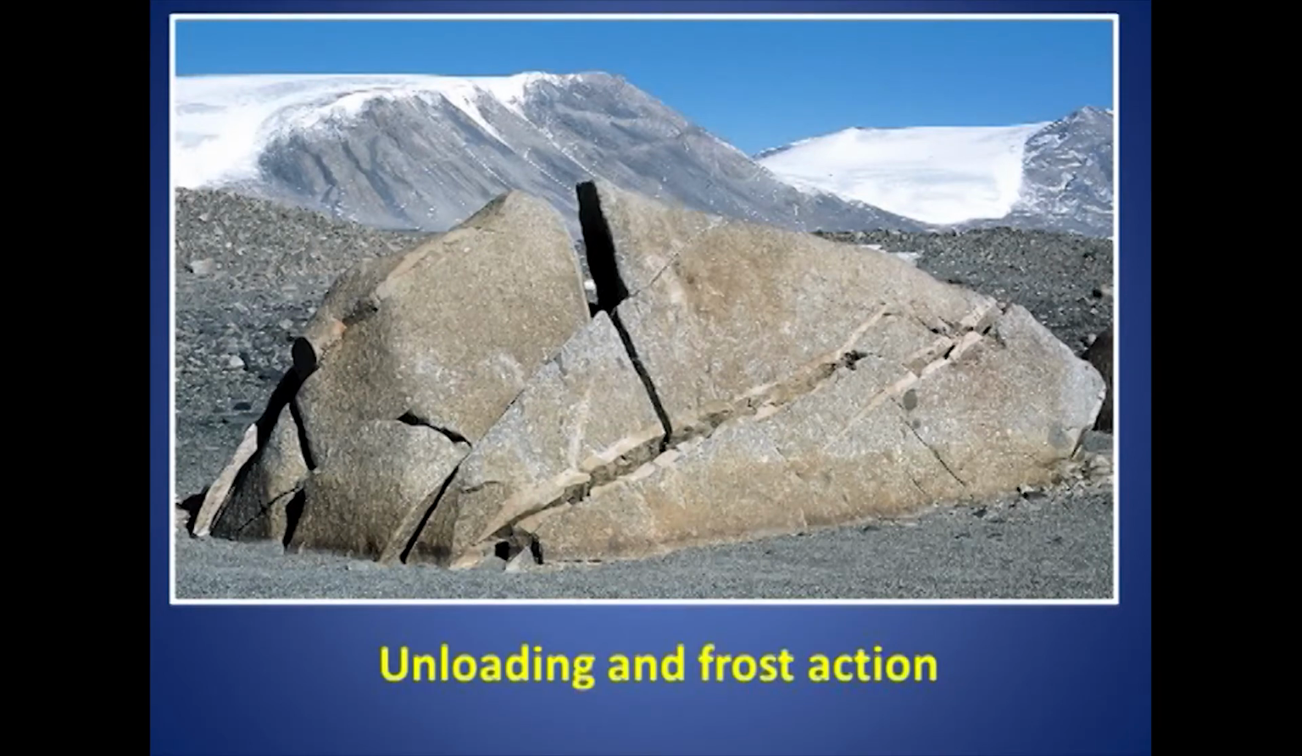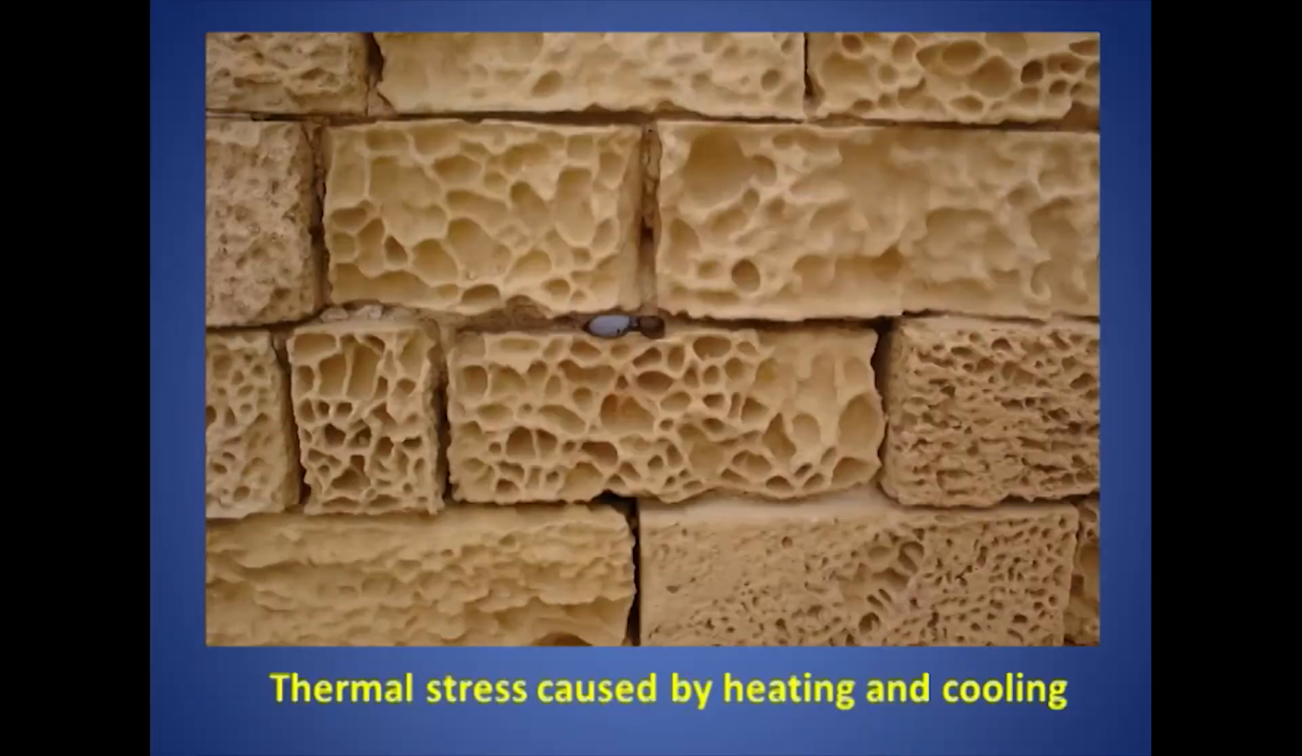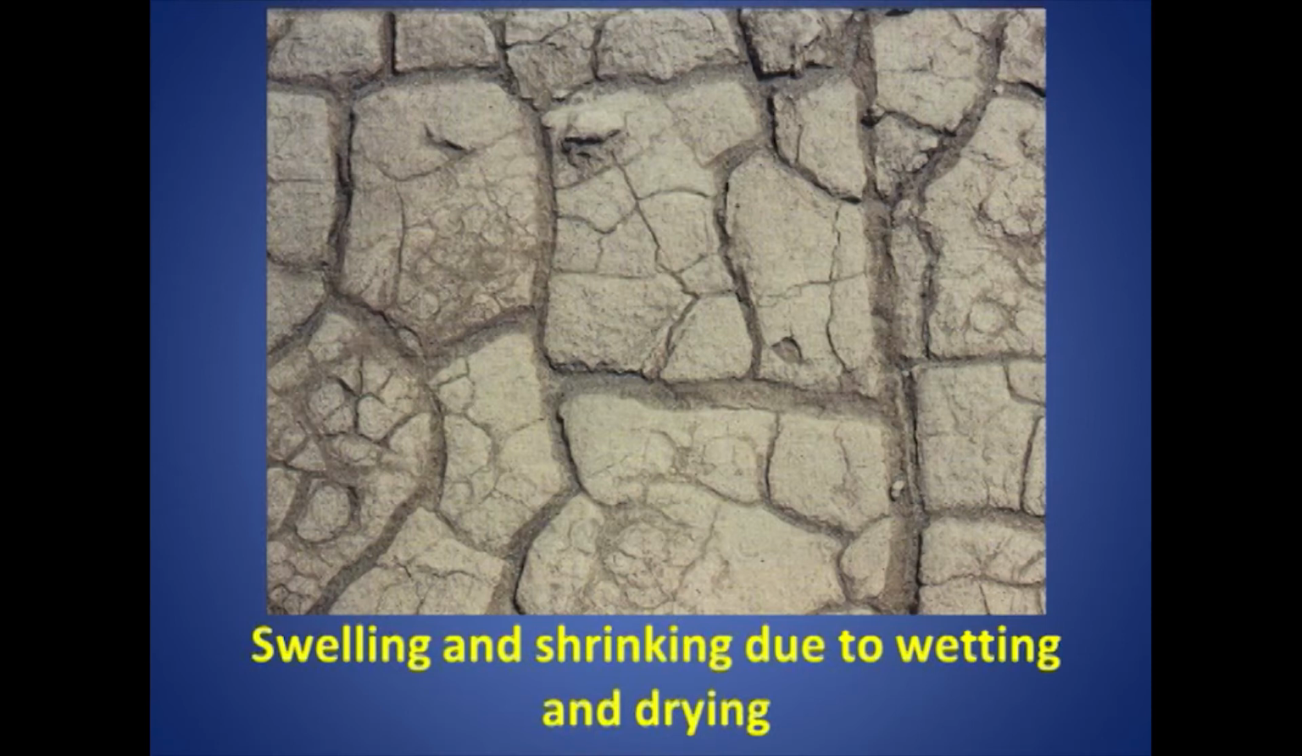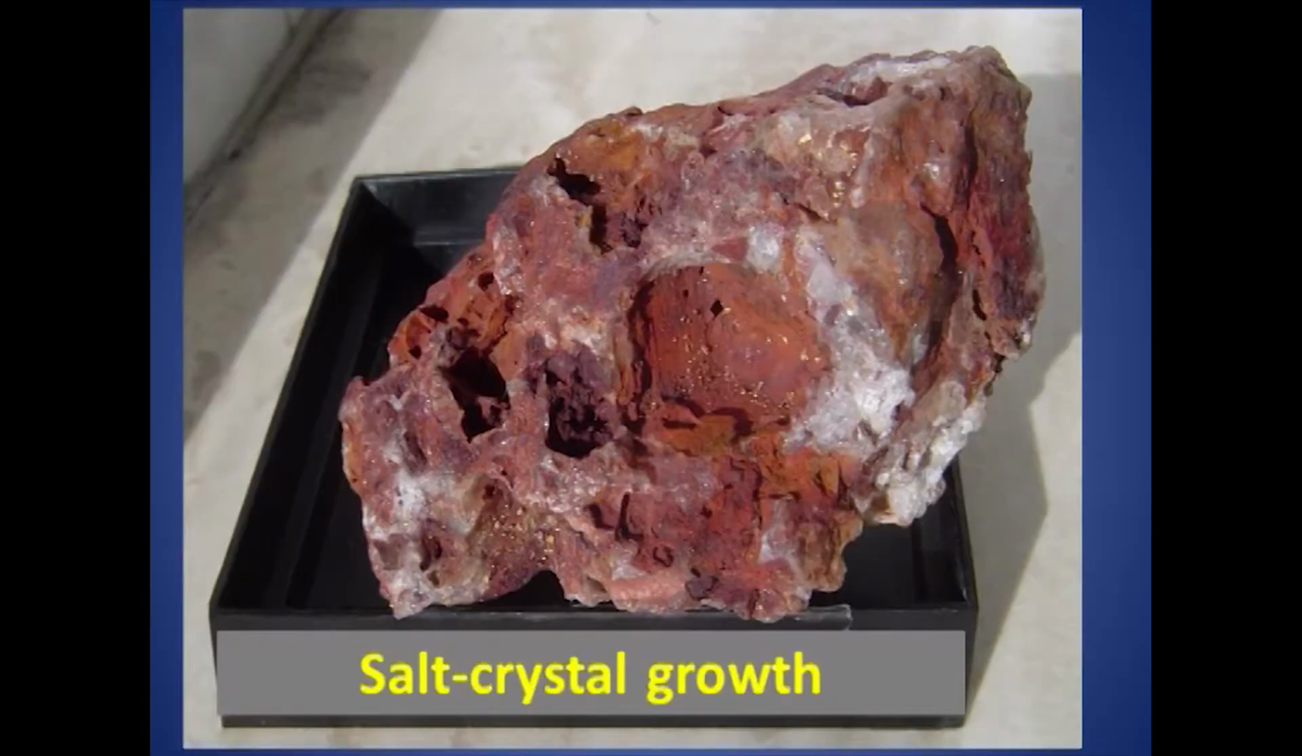The main processes of mechanical weathering are unloading, frost action, thermal stress caused by heating and cooling, swelling and shrinking due to wetting and drying, and pressure exerted by salt crystal growth. We will now discuss each of the above mentioned mechanical weathering processes in brief.